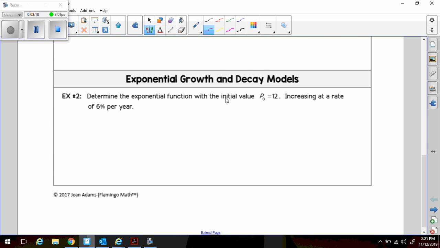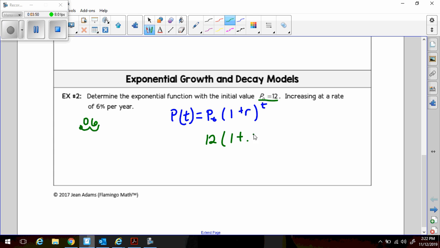Determine the exponential function with the initial value P naught equals 12. So my initial is 12. My function, I'm going to write this down first, is P of T, my population with respect to time, equals my initial P sub 0 times 1 plus my rate to the time. And this is P sub 0, so I'm going to plug in 12. 1 plus my rate, which is 6% per year. I'm going to have to move the decimal spot to the left twice, and if there's nothing there, I'm going to put a 0, so the percentage is 0.06. And my time, it says per year. So we could plug in 1 if we're asked for 1 year, we can plug in 2 if we're asked for 2 years, but this is my function per year.